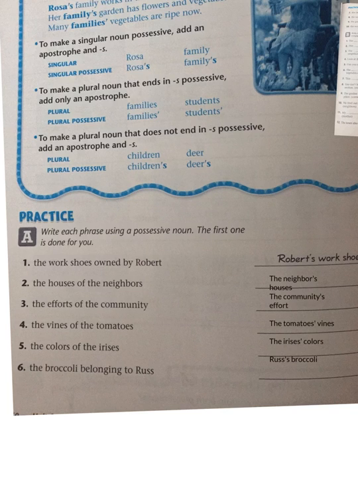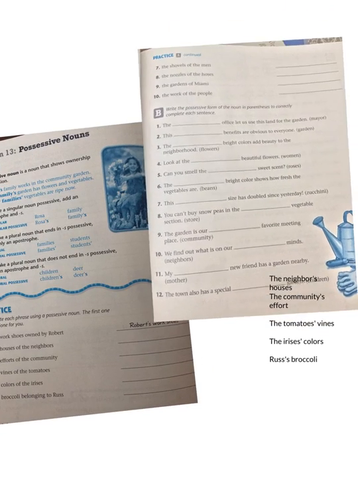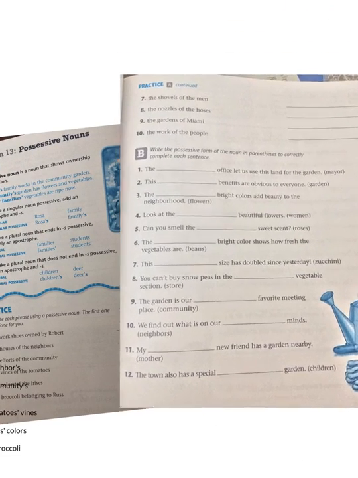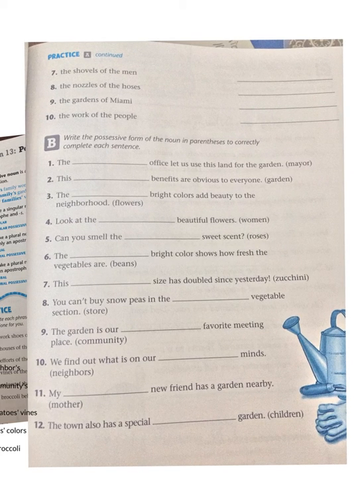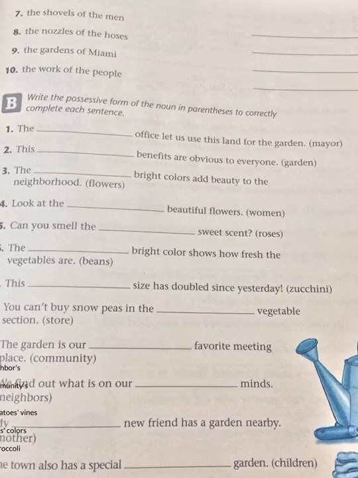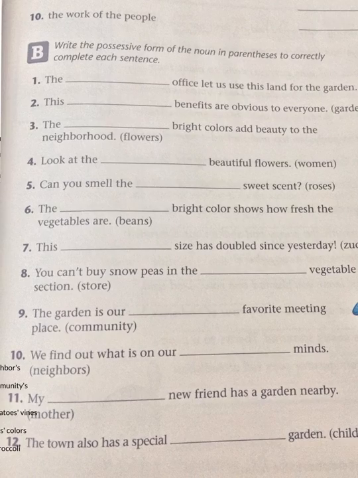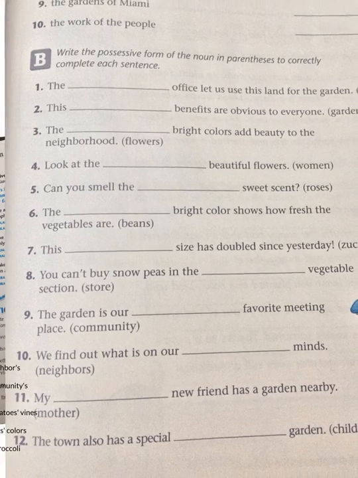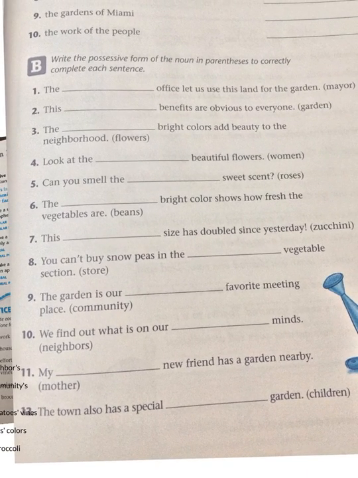All right. You will be able to do that, that was 1 through 6. And then I will have you do 7, 8, 9, and 10 on your own, following the same directions that you did before. So the shovels of men, you would write down the men's shovels. And then next for section B, it says write the possessive form of the noun in parentheses to correctly complete each sentence. So in this sentence it says the blank office lets us use this land for the garden.